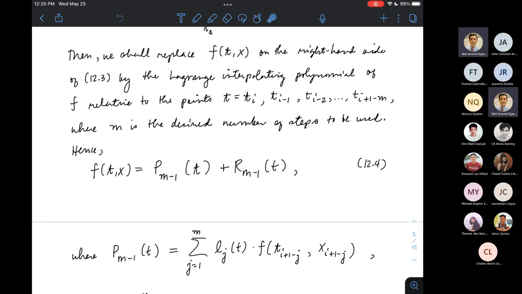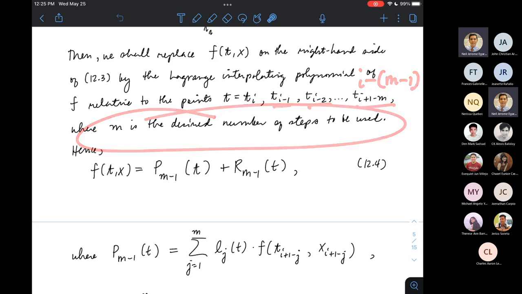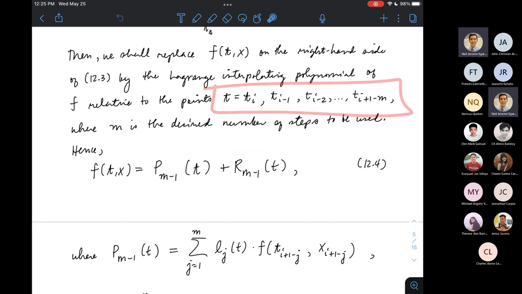So, kung nakapag-decide ka na sa value ni m, kukunin mo yung interpolating polynomial para kay f relative to t equals t sub i minus 1, t sub i minus 2, hanggang t sub i plus 1 minus m. And then, how many such terms do we have? Meron ako ritong m. Tama ba? So I will have a total of m points, alright? So m points yung dadaanan ng interpolating polynomial.